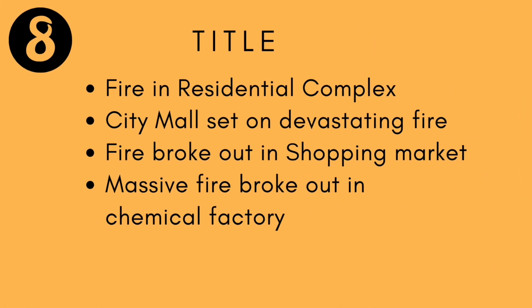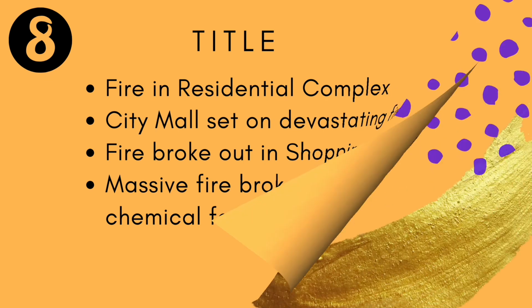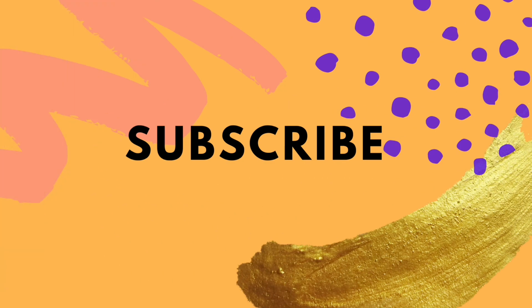Lastly comes the title, which you have to mention at the first only. This has to be eye-catchy, like fire in residential complex, city mall set on devastating fire, fire broke out in shopping market, massive fire broke out in chemical factory. It's anything that you can base your report on, in which area the fire accident took place, or whatever is mentioned in the question, you can mention it from there and write it accordingly. I hope you understood all the 8 points.